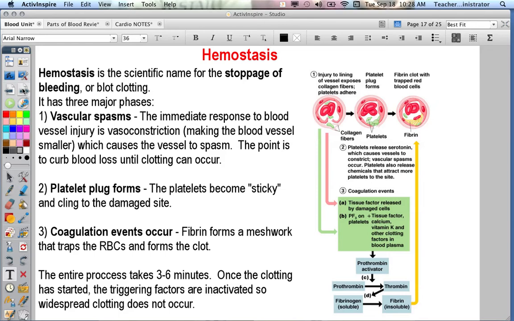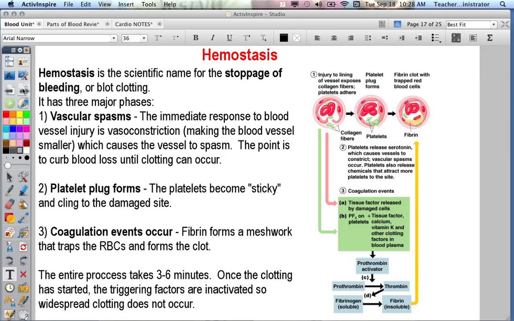The spasms are going to be caused by your blood vessel constricting. And the whole point of constricting your blood vessel is so that you stem the loss of your blood. And so vaso is vessel, constriction is smaller. And so that's where you're making your blood vessel smaller. That's what then causes the blood vessel to spasm.